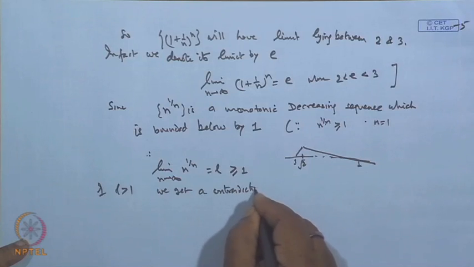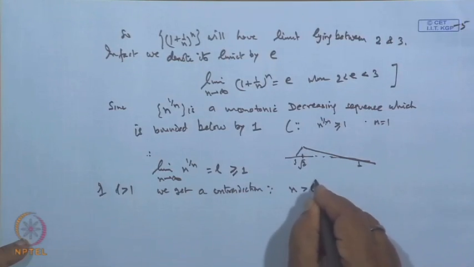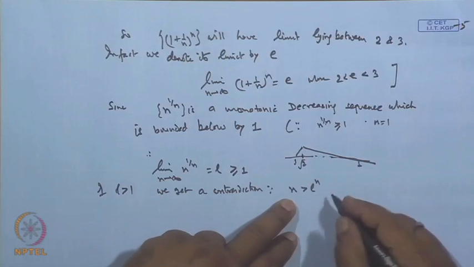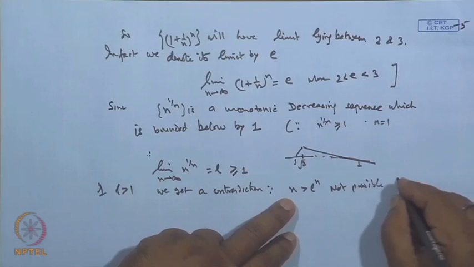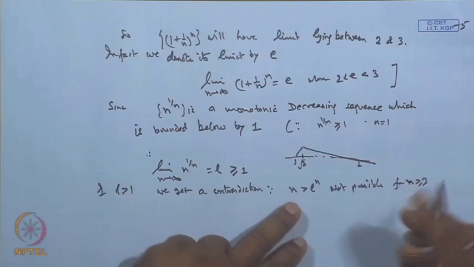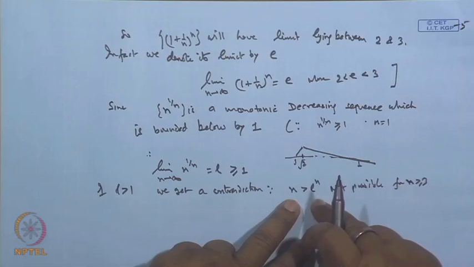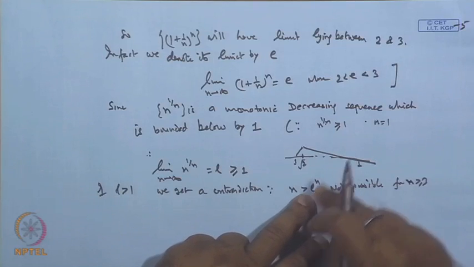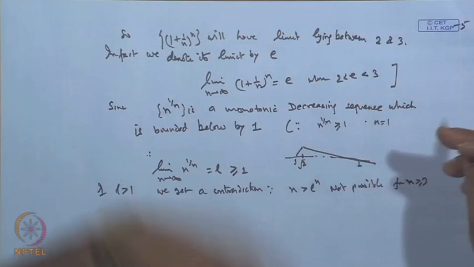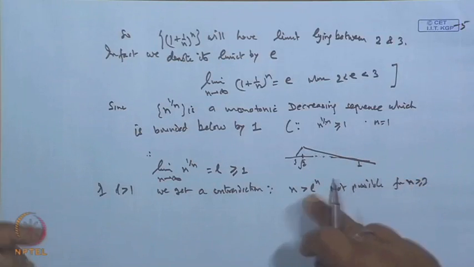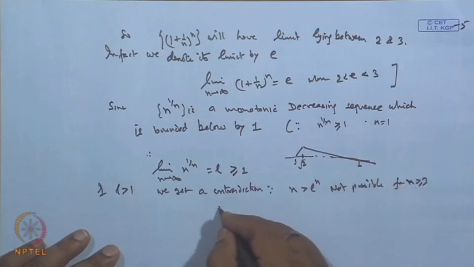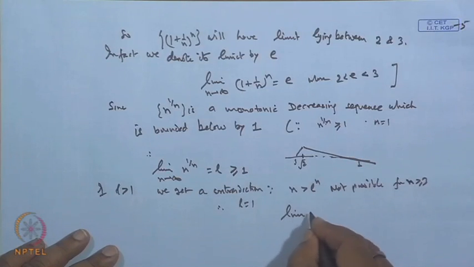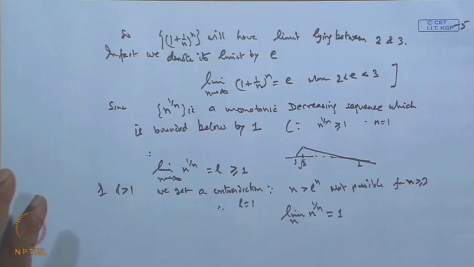Why? Because n is greater than L to the power n. L is greater than 1, so not possible. Not possible for n greater than or equal to 3. Okay? 3 cannot be greater than some number power 3. Okay? So, that will be more. Suppose L is equal to 2, then what happens? 3 cannot be greater than 2 to the power 3. So, it is contrary. Therefore, L must be 1. So, limit of this n to the power 1 by n over n is 1. Okay? That is also an interesting limit.